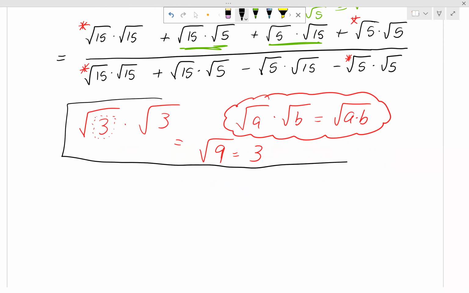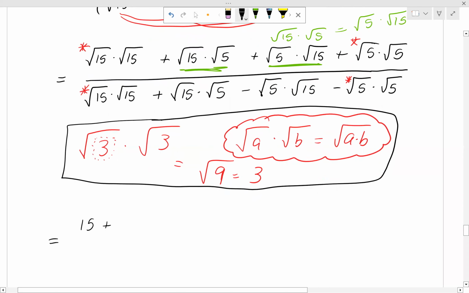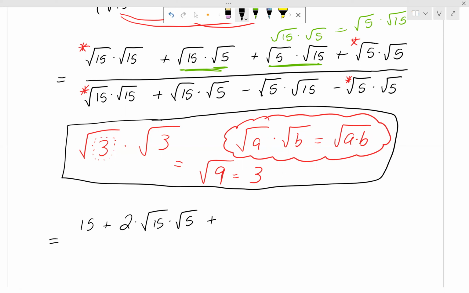in red, this fact I'm boxing right here, my numerator is going to be 15 plus, these two are equal, so I'm going to do 2 times square root of 15 times square root of 5. Because they're equal, I have one and then another one, so I have 2 of them. Plus, using my boxed in fact again, I'm going to have square root of 5 times square root of 5 is 5. Then on my denominator, using that fact, I'm going to get 15.